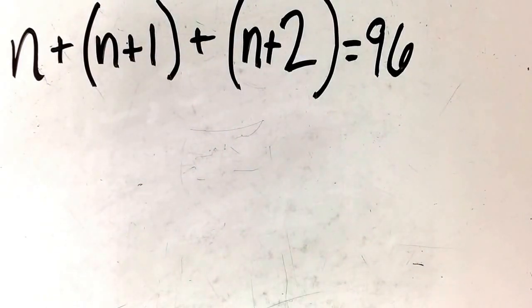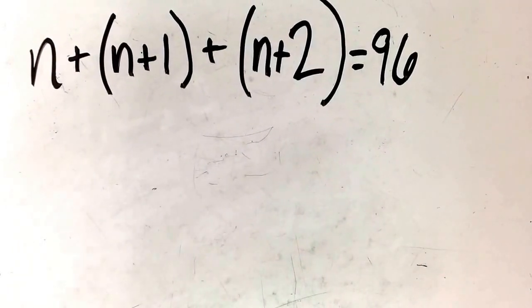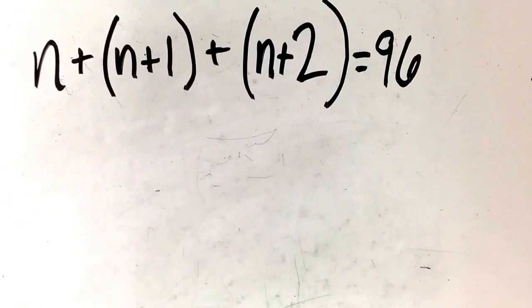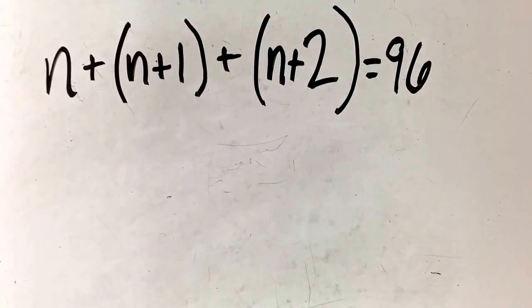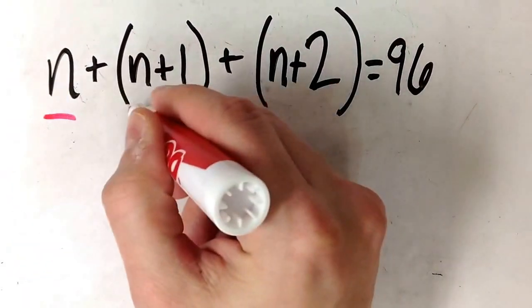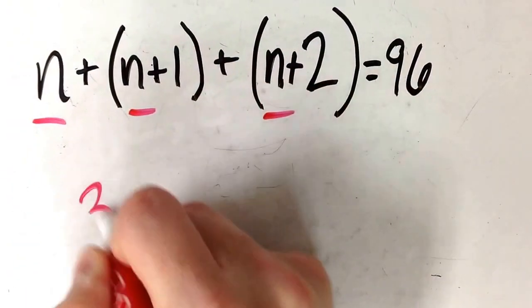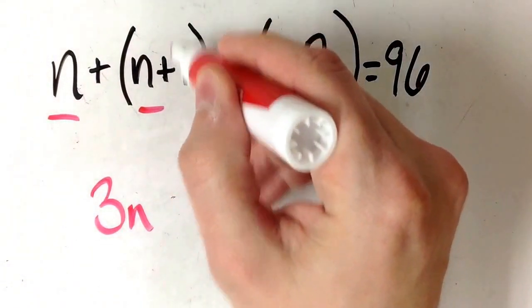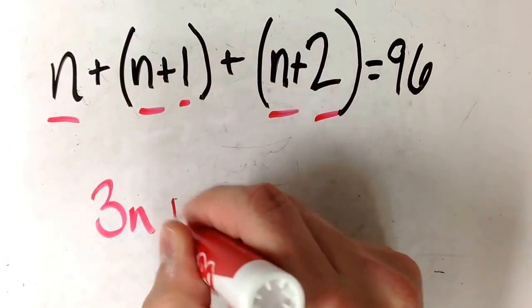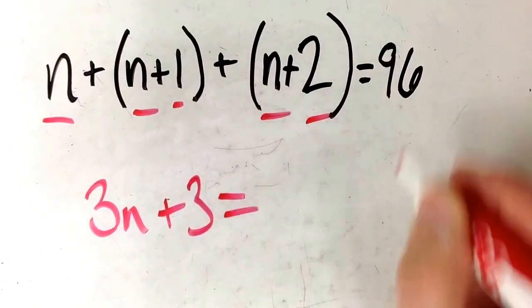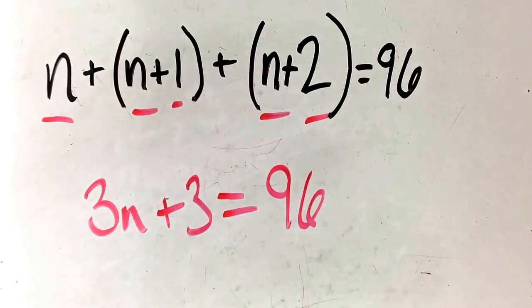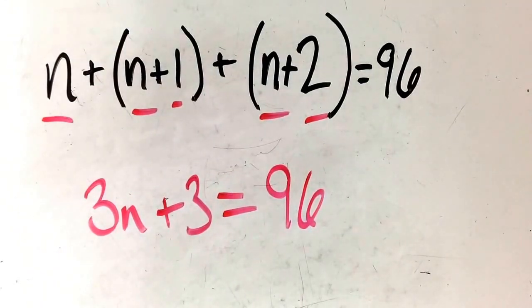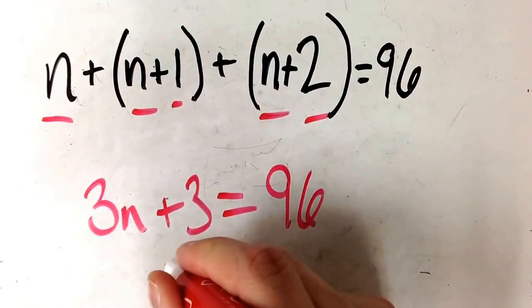So once I set this up, I can do the same thing as before. Find my common terms, combine those like terms, and then I can solve for my variable. So I'm going to combine n, n, and n to make 3n. And then I'm going to combine the 1 and the 2 to get plus 3. And then I'm going to drop down my 96. So from here, I've just got a basic two-step equation. I'm going to subtract 3 from both sides.